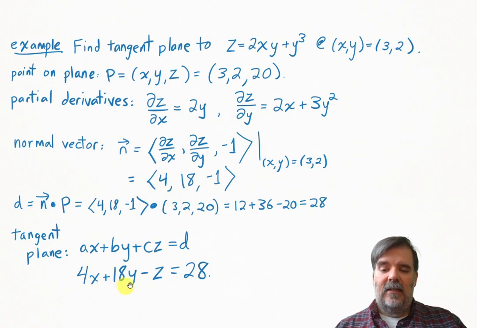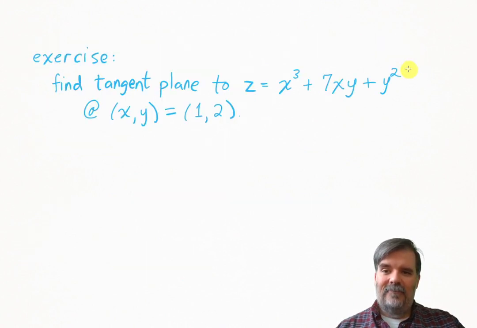4x plus 18y minus 1z is equal to d, where d is calculated as the normal vector n dot product with the point P. So that's 4, 18, -1, dot with 3, 2, 20. So we have 4 times 3 plus 18 times 2 plus -1 times 20, which works out to be 28. That's the constant on the right-hand side of the equation, and that finishes our calculation of the tangent plane to this surface at this point.